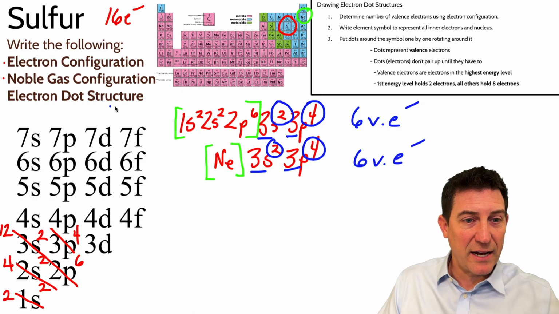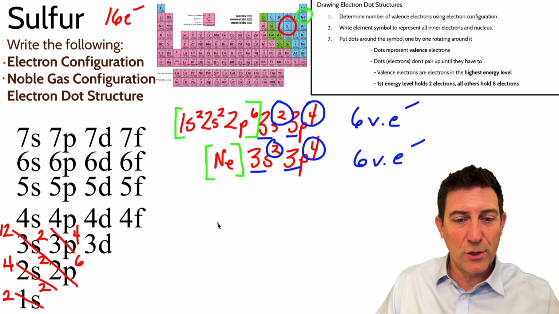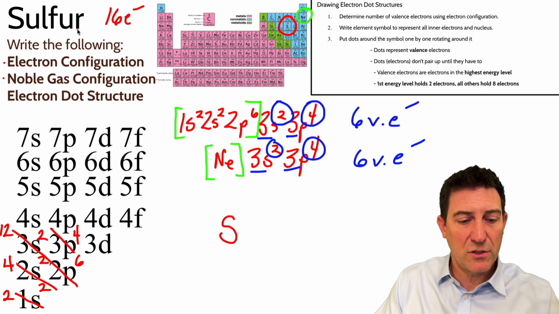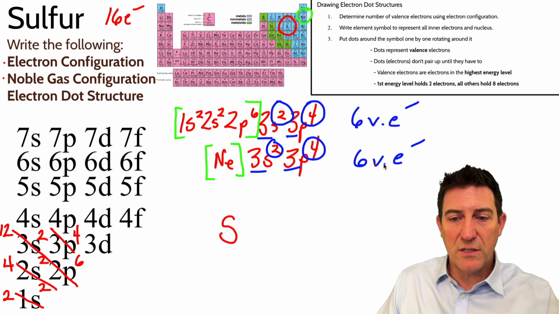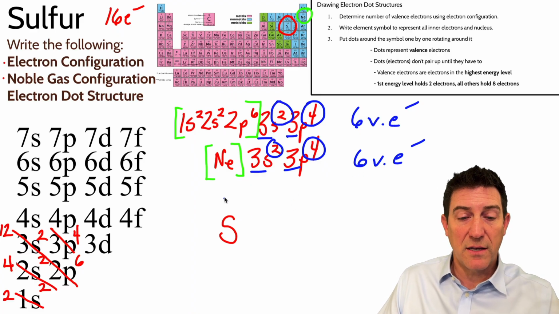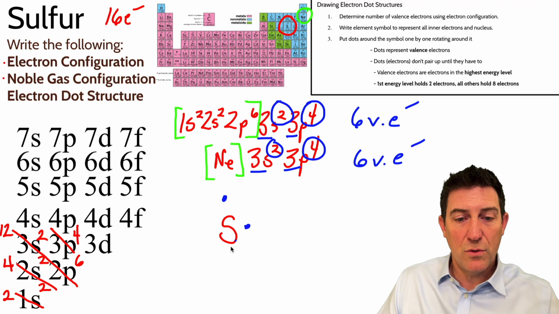So I need an electron dot structure or Lewis dot structure with 6 valence electrons. I put S here because that's my elemental symbol for sulfur. And then we're going to go ahead and put 6 valence electrons around the outside. 1 there, 2, 3, 4. Notice none of them paired up yet. 5, 6.